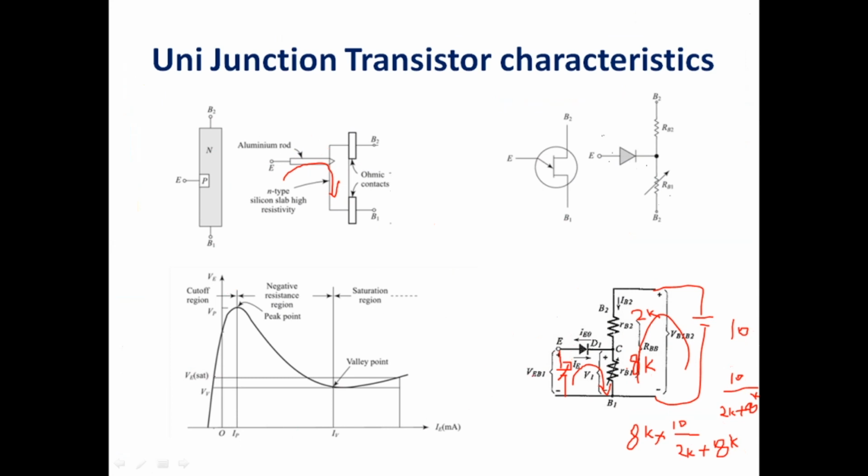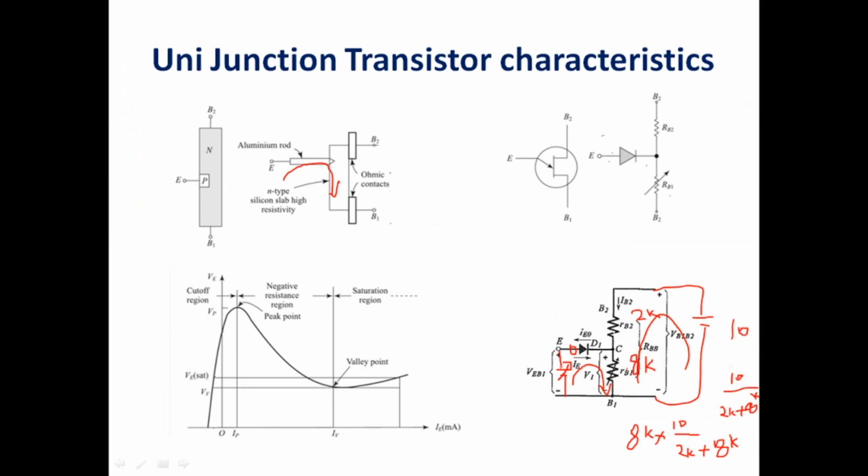See, we are doing an experiment. We are connecting a supply like this, applying a variable voltage here, and measuring the emitter voltage, meaning the voltage between emitter and base 1, and the emitter current. If you connect a current meter at the emitter, whatever value it shows is the emitter current. So we will do an experiment.